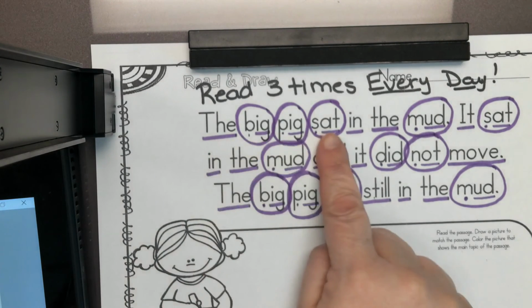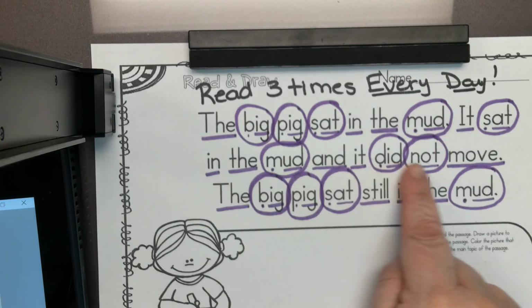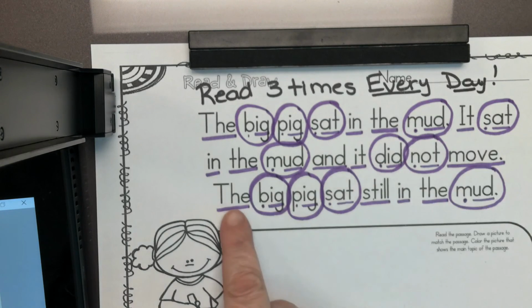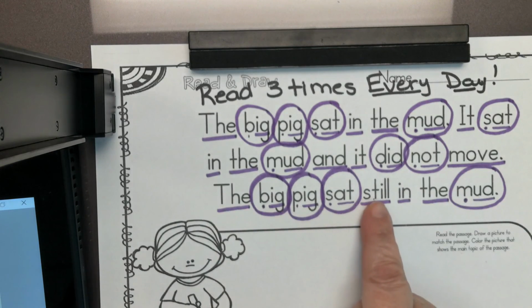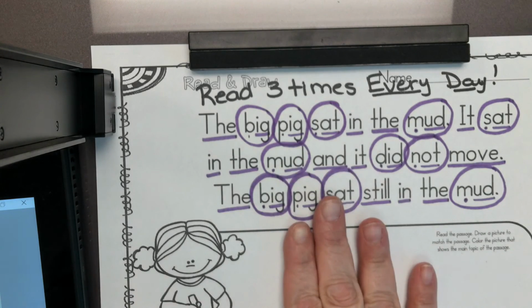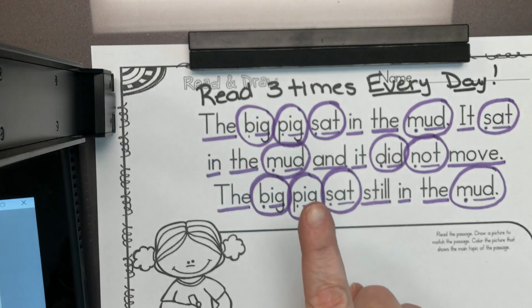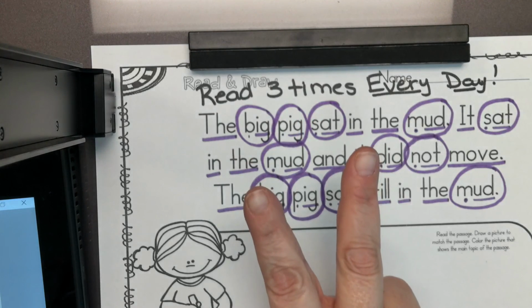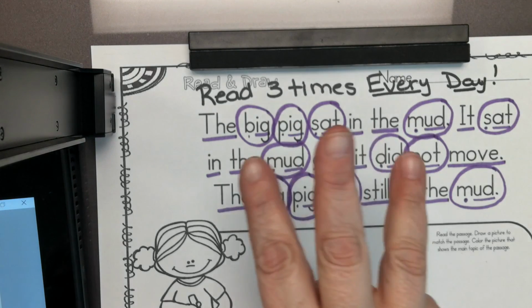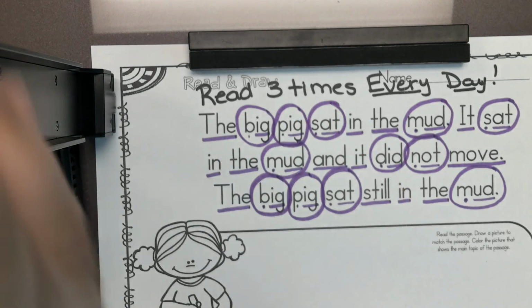The big pig sat in the mud. It sat in the mud and it did not move. The big pig sat still in the mud. That was more fluent. So remember, every time you practice your story, we want to read it 3 times. First, nice and slow. Second, just a little faster. And third, we want to read as fluently as we can.